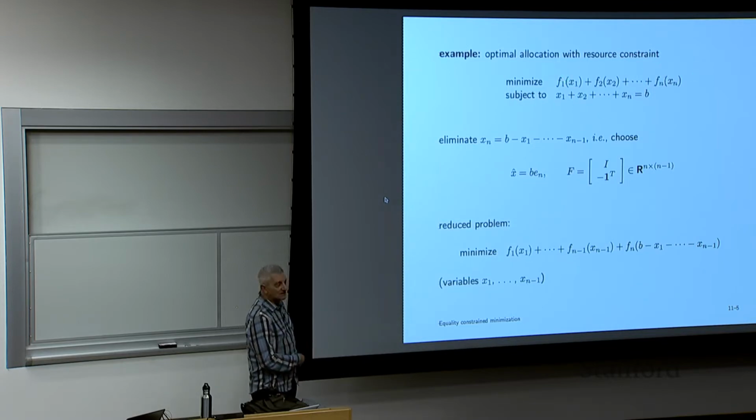And you have this equality constraint, right? One way to eliminate it, and this is easy, is to leave x1 through xn minus 1 alone, right? We just keep them.